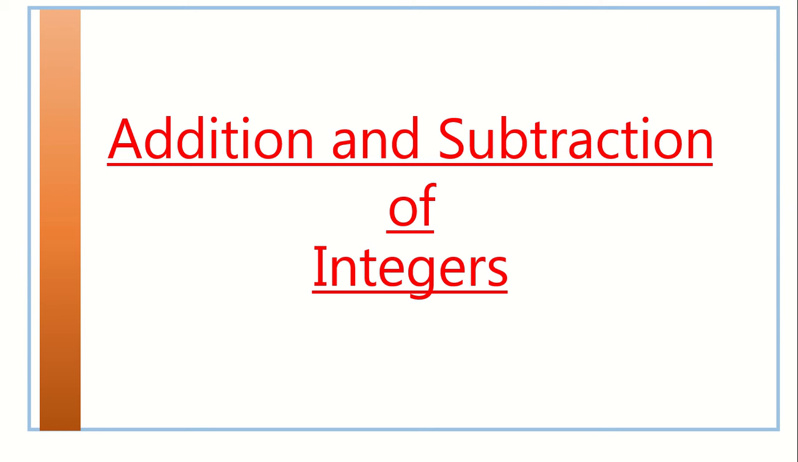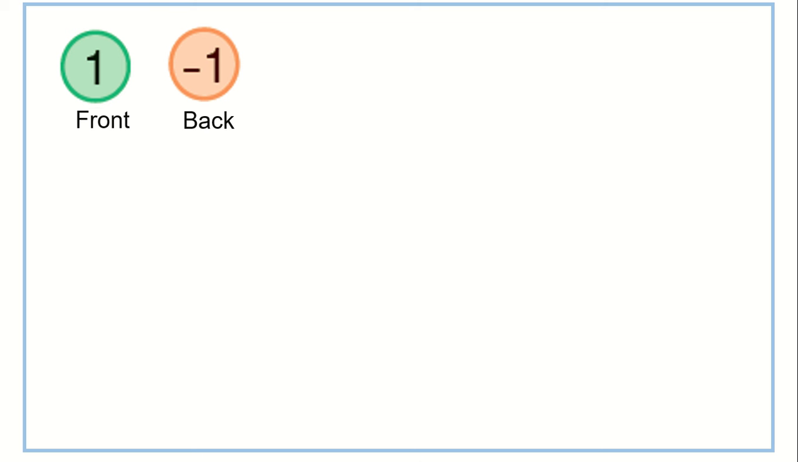This time we are going to look at addition and subtraction of integers, and we will be using algebra disks. An algebra disk has got two sides. It has got the front part and it has got the back side. The front shows number 1 and the back shows negative 1.